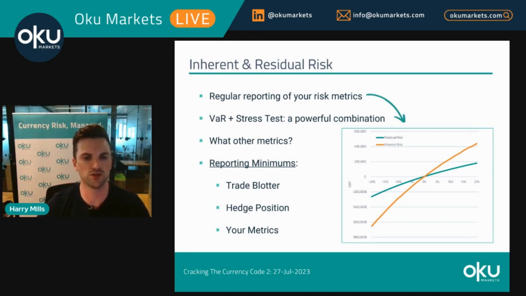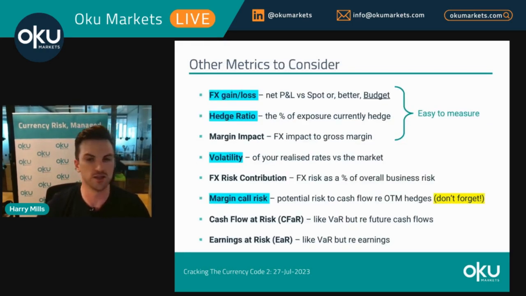So I've mentioned other metrics. So what other metrics might you consider? Here's a few ideas that you can take away from today, I hope, and I've highlighted a few. And actually the first 3 should be relatively straightforward. So FX gain or loss, this is your net profit and loss versus the spot rate. Or even a better benchmark is your budget rate, in my view.